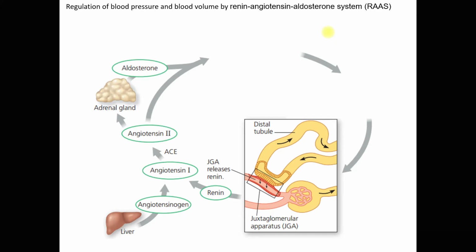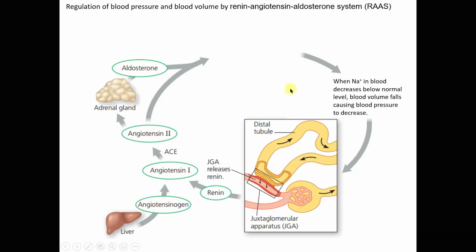Now, when it comes to this regulation of blood pressure and blood volume, they are interrelated with each other. When the blood volume decreases, the blood pressure will increase, and vice versa. And apparently this blood pressure or blood volume is regulated by this RAAS. So we have this diagram here. This is the basic diagram.